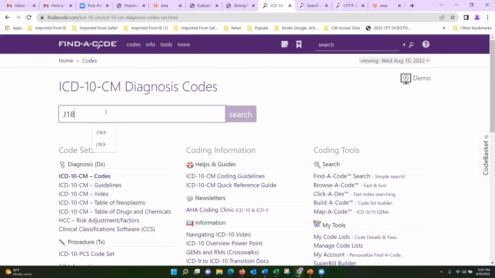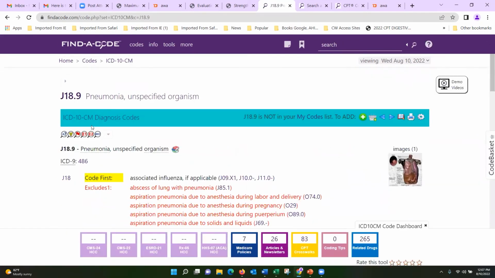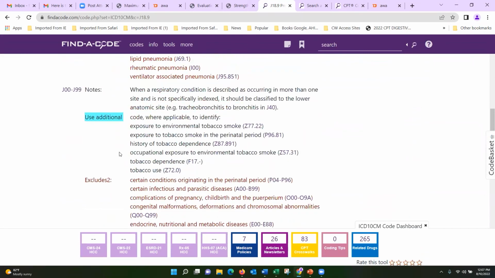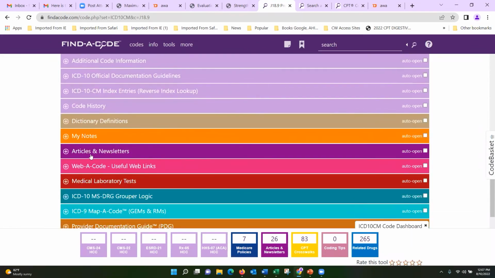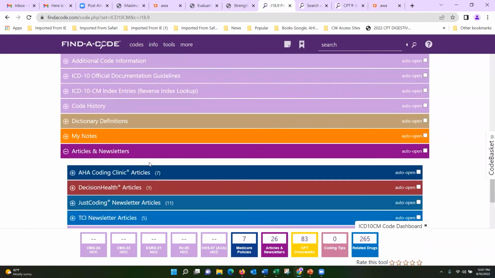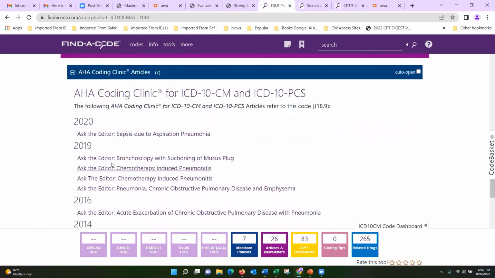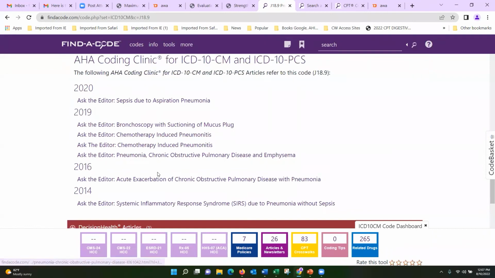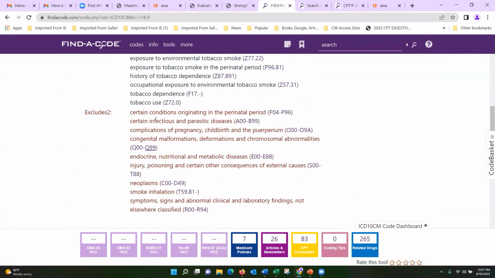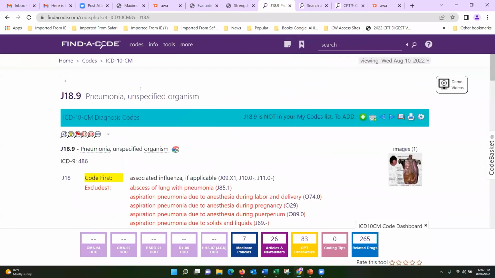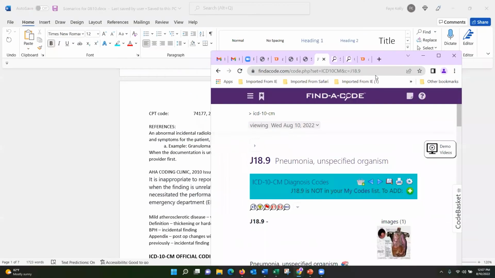But let's say that I pull up pneumonia. Remember to always scroll down to articles and newsletters. And here I have 7 Coding Clinic articles. Take the time to read them. This is excellent education, and you have this in Find a Code. So I think it's important that we utilize that.